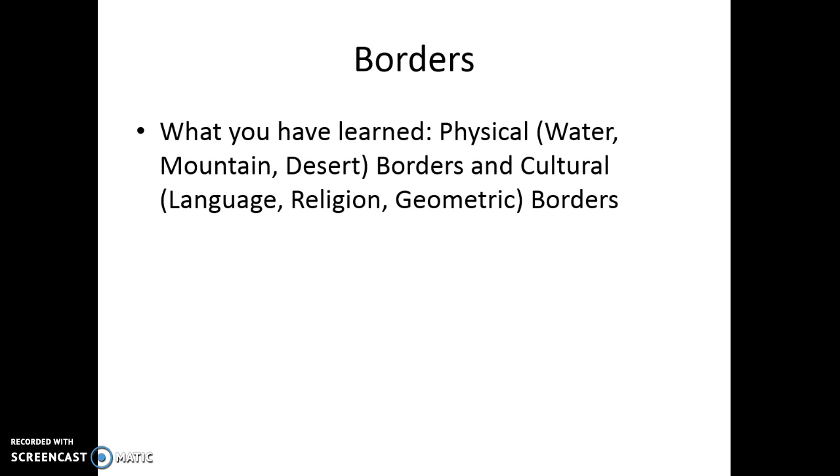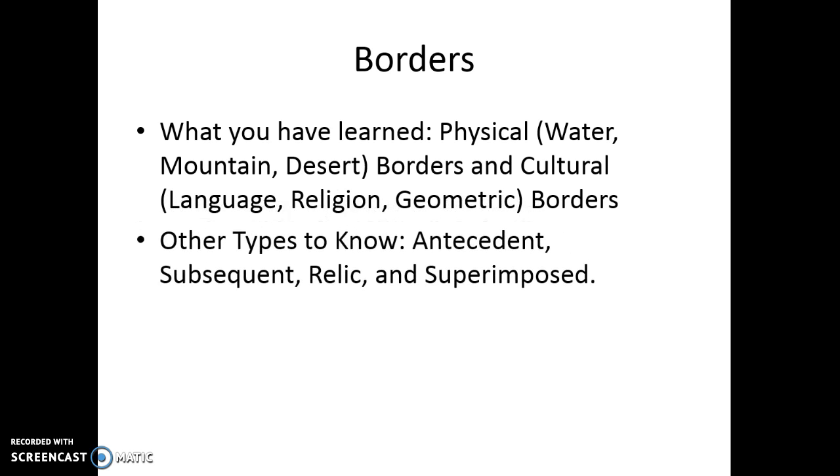All right, so borders. We've talked about borders. We've looked at borders. We've learned about physical borders and cultural borders. So water, mountain, desert are physical borders, and language, religion, geometric is what Rubenstein calls our cultural borders. But we will look at some other ones that we need to know: antecedent, subsequent, relic, and superimposed are some of the other borders and boundaries that are mentioned in the AP course outline.